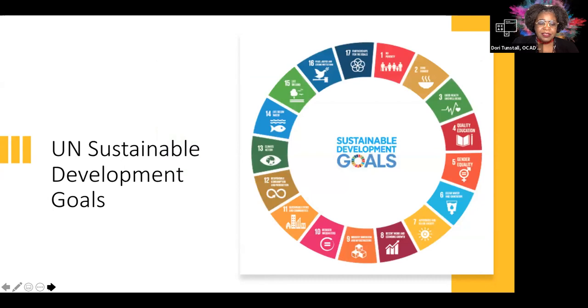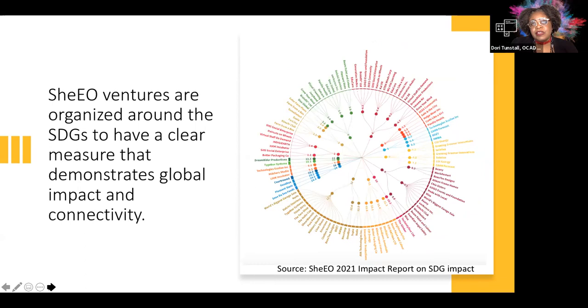And so again, the ventures apply and then they are evaluated in relationship to the UN Sustainable Development Goals, which again, were established in 2015. So as soon as they came out, Vicky Sanders, who's the founder of CEO, used those as a way to, in some ways, create a set of metrics around the impact and the intentionality, as well as the global connectivity of the CEO ventures.